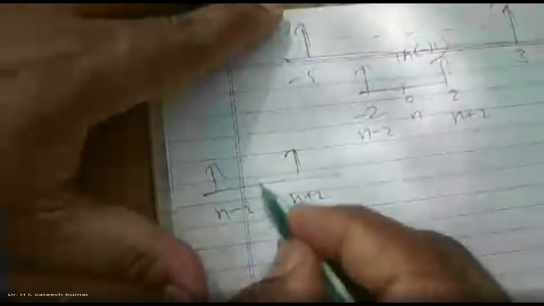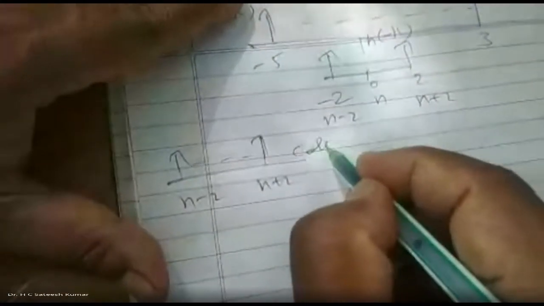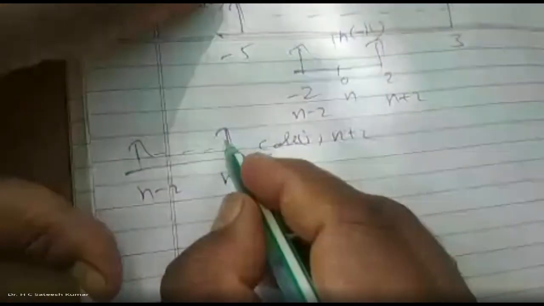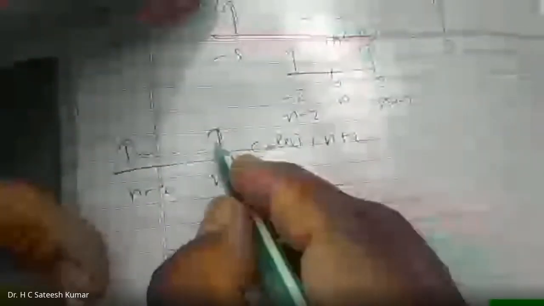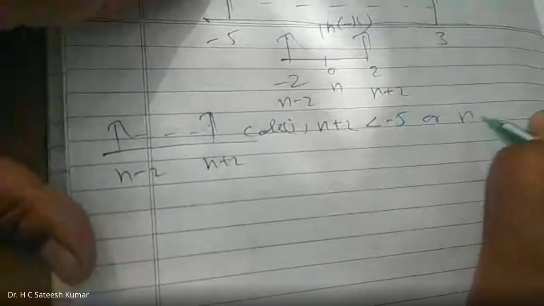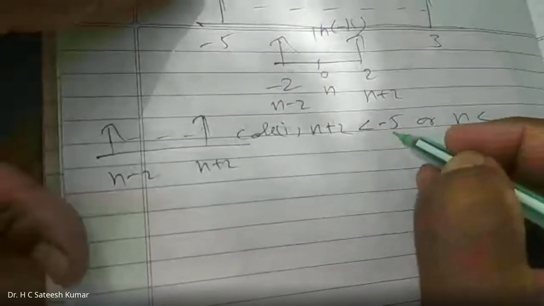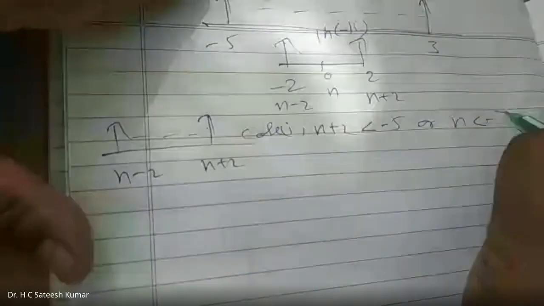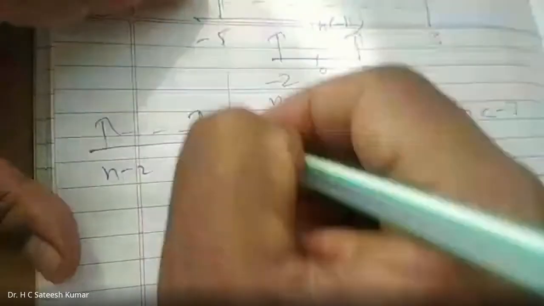Case 1. N plus 2, n minus 2. As long as the right edge of the second signal is before the left edge of the first signal, n plus 2 is less than minus 5, or n less than minus 7. Okay, right.